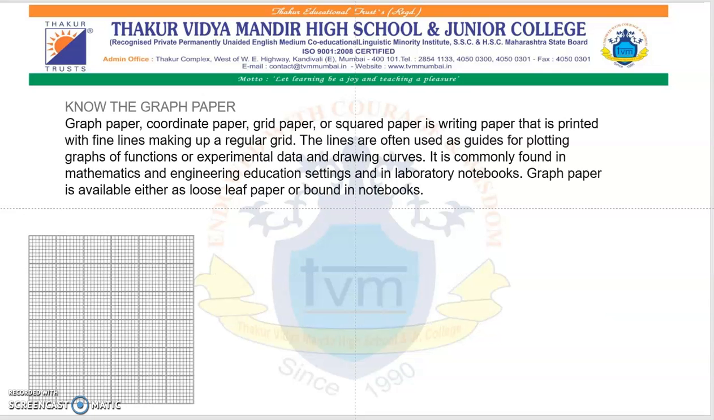Let us know about what is a graph paper. You can see in the picture how the graph paper looks. Graph paper, coordinate paper, we can call grid paper or squared paper, is a writing paper that is printed with fine lines making up a regular grid.